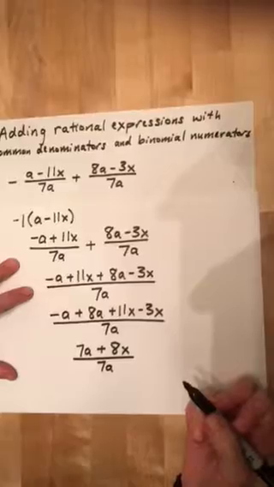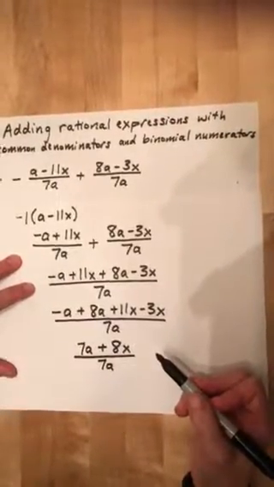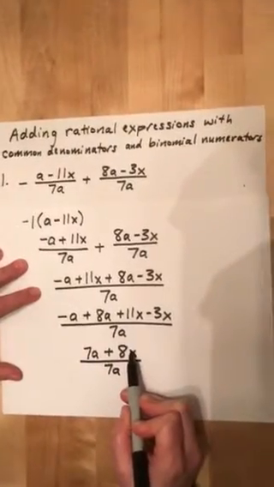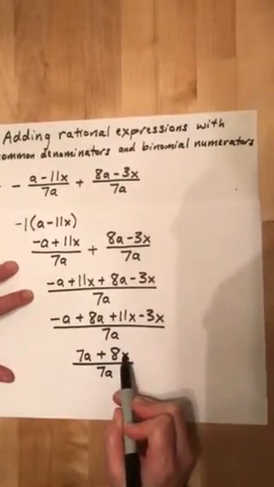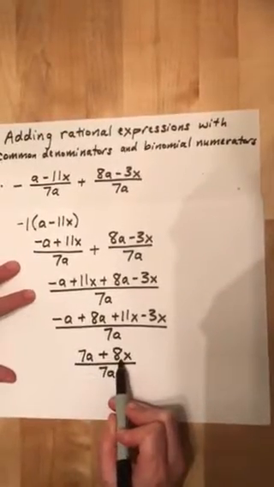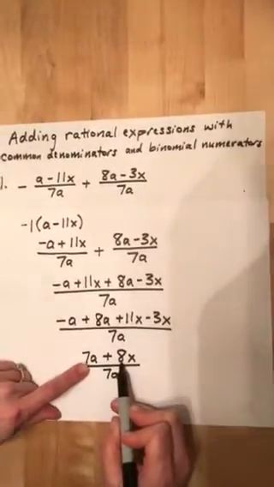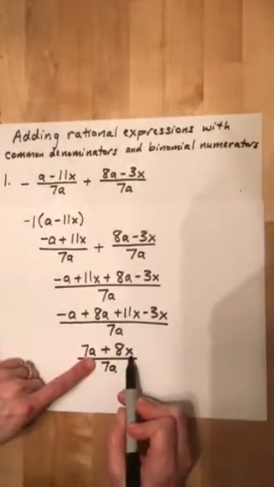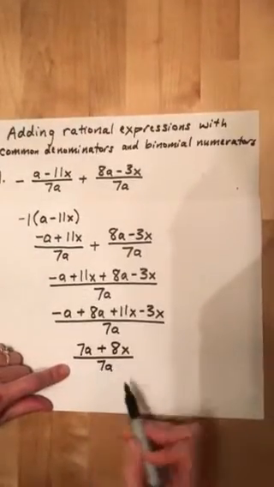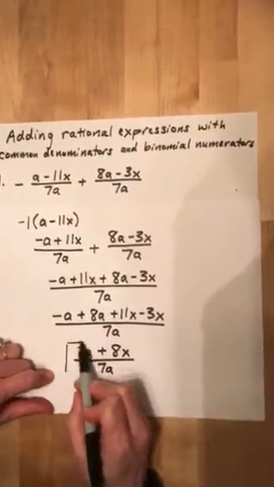Okay, the next thing we want to do is ask, can this be simplified? In our case, because there is addition in the numerator, in order to simplify it, we would have to have some common factor between the 7a and the 8x. But unfortunately, 7 and 8 don't have any common factors, nor do a and x. And so we can't factor anything out that would cancel with anything in the denominator. And so this is our final answer.